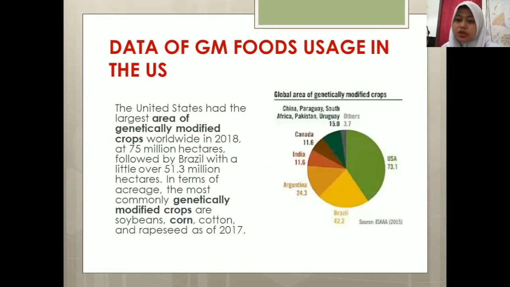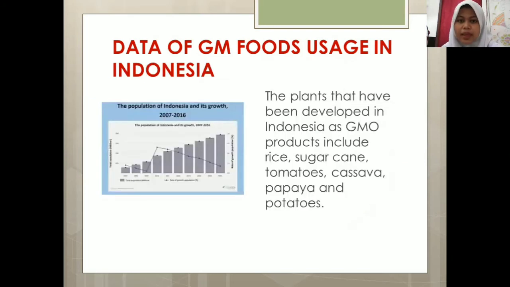And then data of GM food usage in the US. The United States had the largest area of genetically modified crops worldwide in 2018 at 75 million hectares, followed by Brazil with a little over 51.2 million hectares. In terms of acreage, the most commonly genetically modified crops are soybeans, corn, cotton, and rapeseed as of 2017.